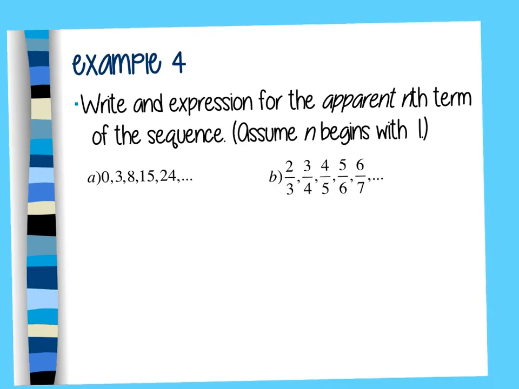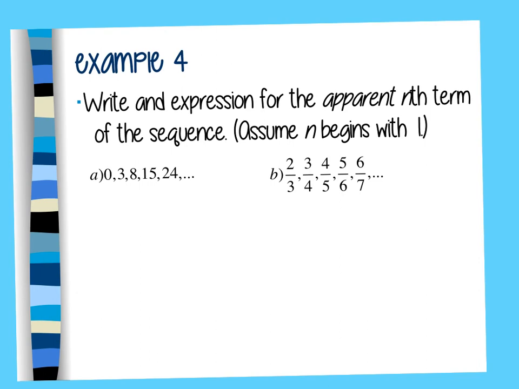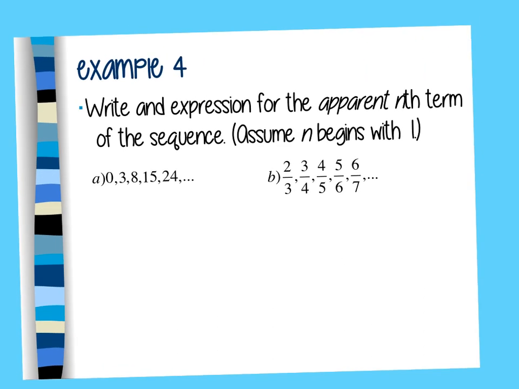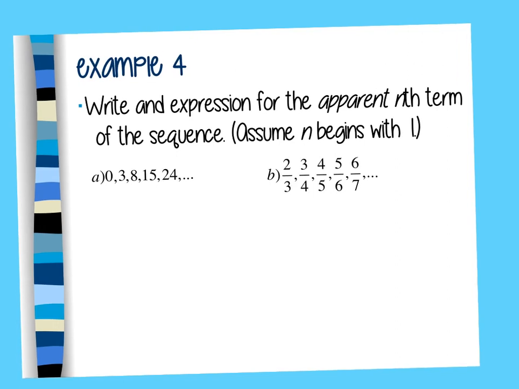Okay, now the directions say write an expression for the apparent nth term of the sequence and assume n begins with 1. So here we've got the first five terms in a sequence. We have to figure out the pattern. Now, here's the difference between what you're used to in terms of patterns and what we're going to do now. Usually, you say, okay, what gets me from 0 to 3 and 3 to 8 and 8 to 15 and 15 to 24, right? You're trying to figure out that pattern. Like, that's how we do geometric patterns in geometry, that kind of stuff.